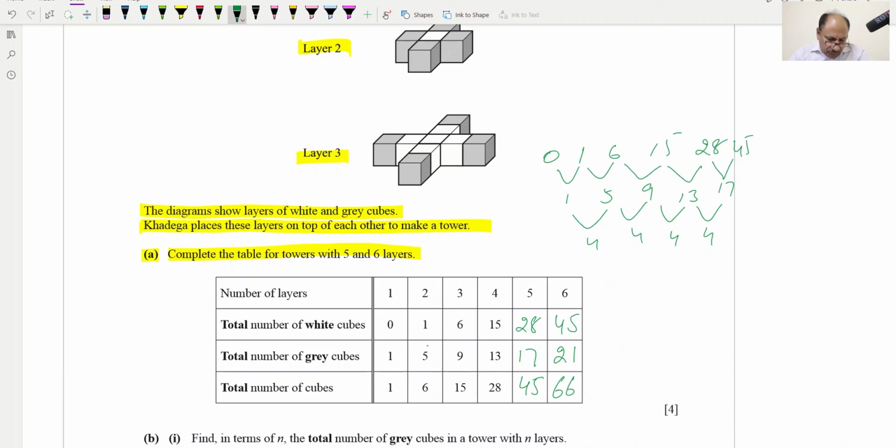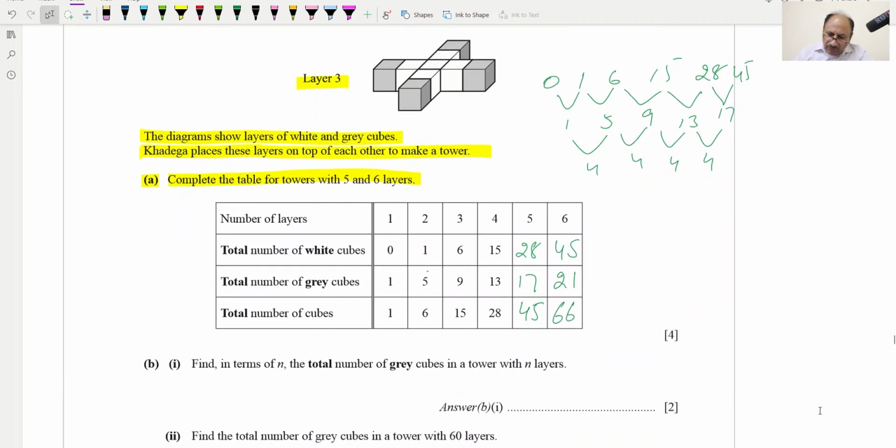So now we have done the table, and this was a 4 mark table. Find, in terms of n, the total number of gray cubes in a tower with n layers. Basically we need to find the nth term of the total number of gray cubes. If we take this one as A and this one as B, we need to find for the B, and this will be a value.